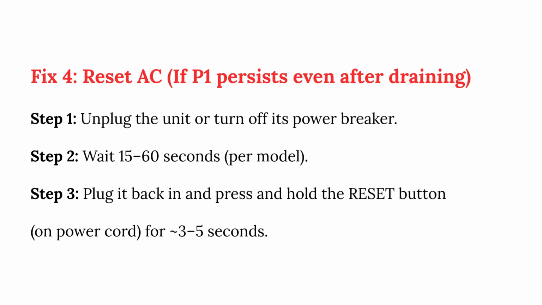Fix 4. Reset AC if PON persists even after draining. Step 1. Unplug the unit or turn off its power breaker. Step 2. Wait 15-60 seconds per model. Step 3. Plug it back in and press and hold the reset button on power cord for 3-5 seconds.